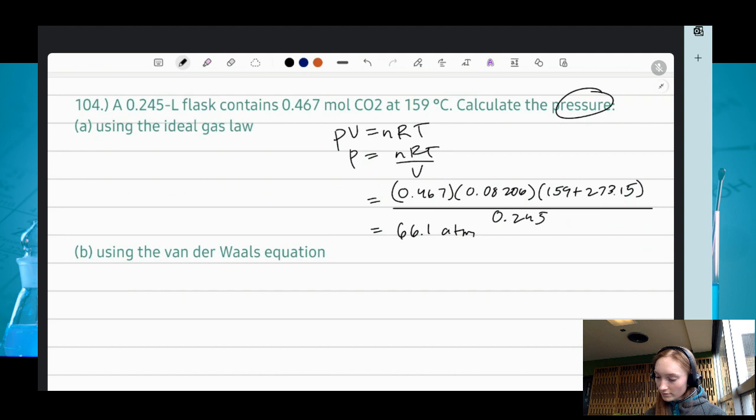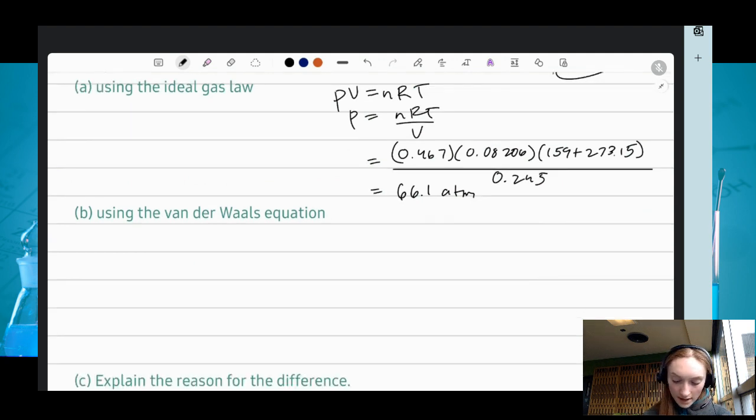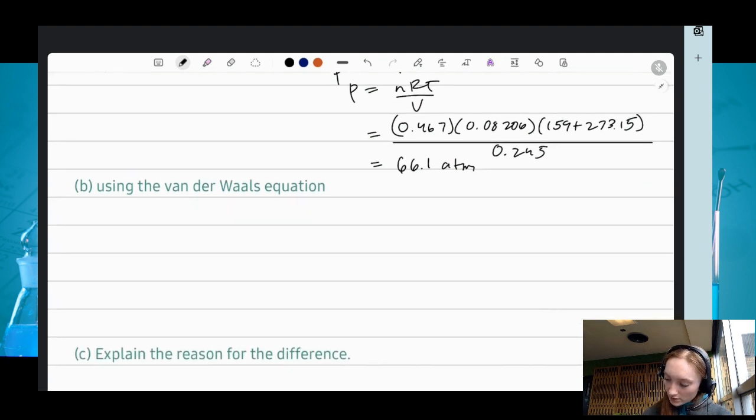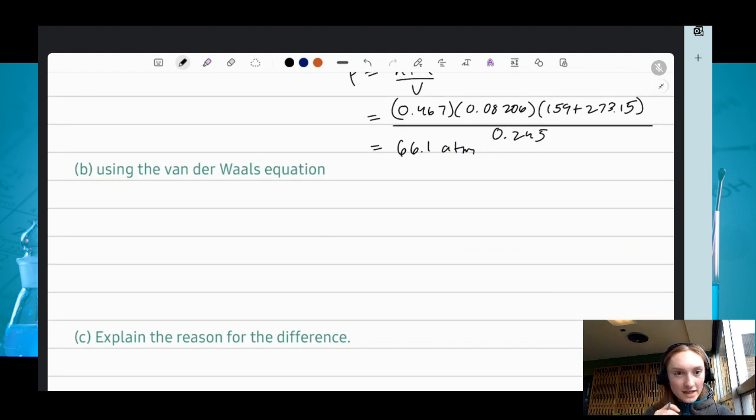Okay. And now let's move on to part B. Now we will be using the van der Waals equation, and so this one is a little bit different because we are accounting for attraction of the molecules and also that the molecules themselves take up space. So those two things are not a part of the ideal situation.